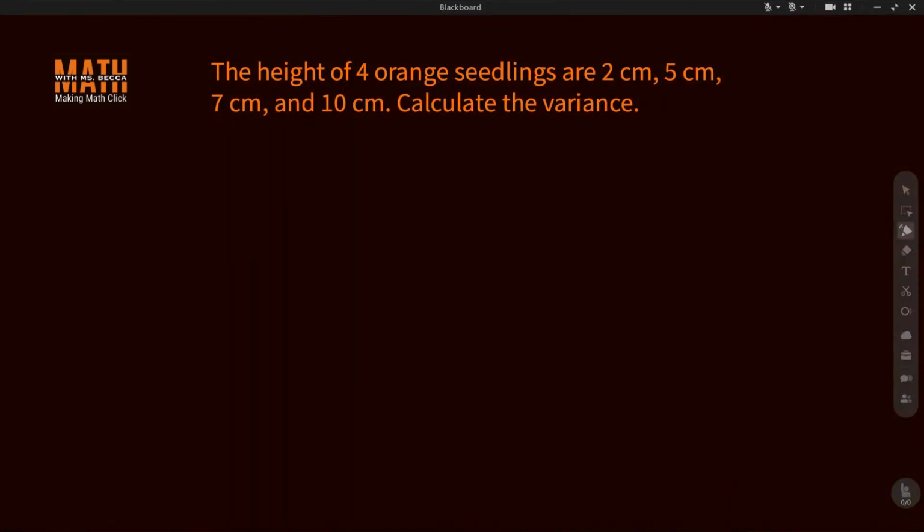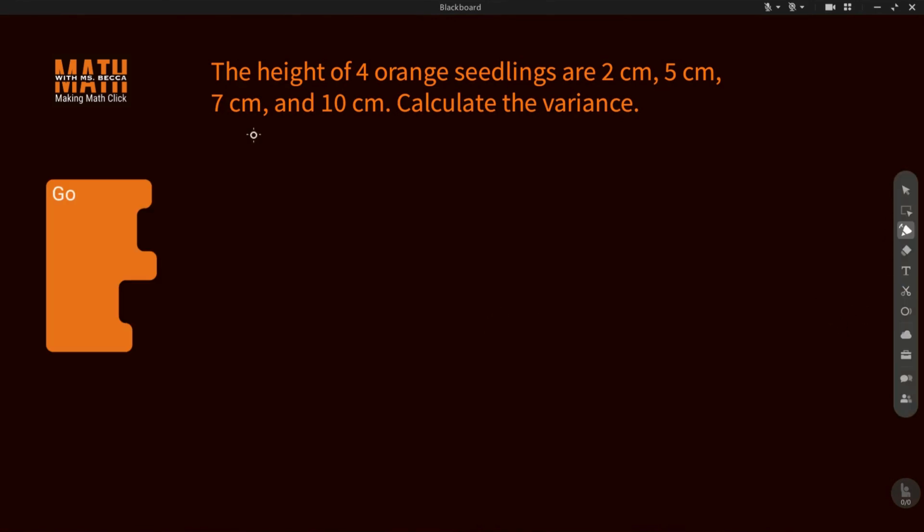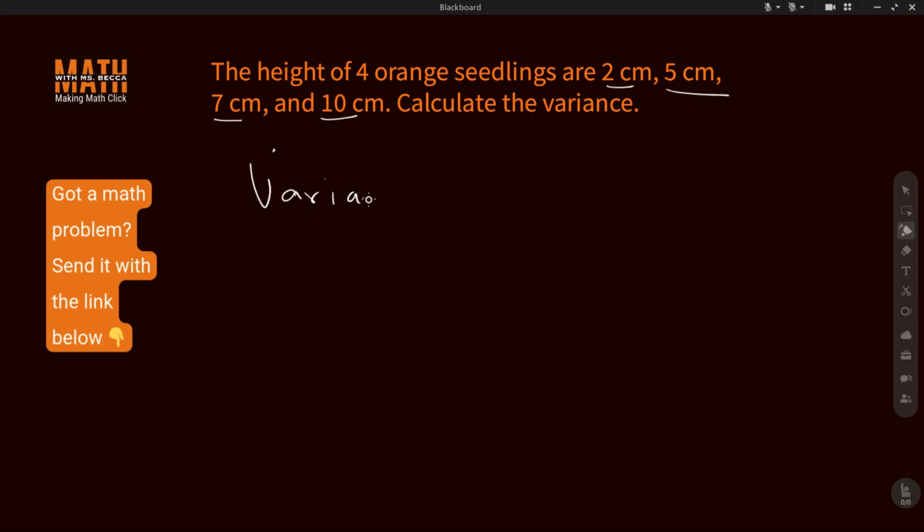Let's solve this problem together. It says the height of 4 orange seedlings are 2 centimeter, 5 centimeter, 7 centimeter, and 10 centimeter. Calculate the variance. The first thing is that let's write out the formula for variance. What is the formula for calculating the variance?